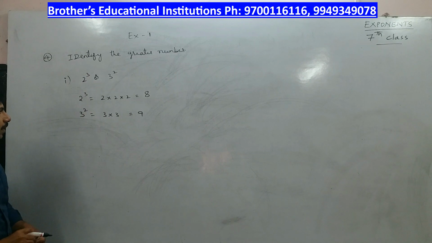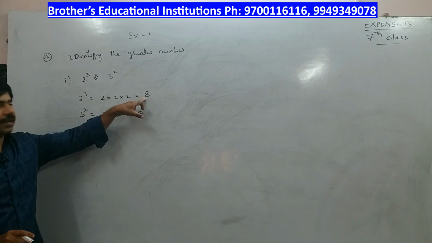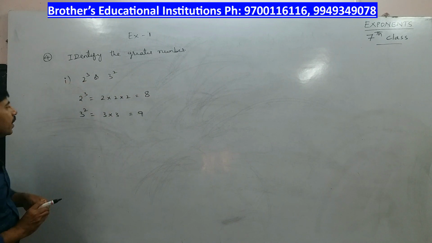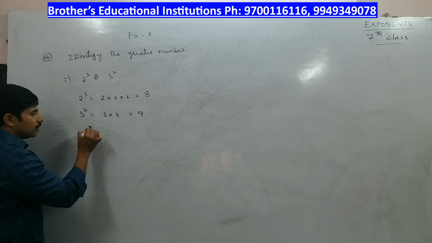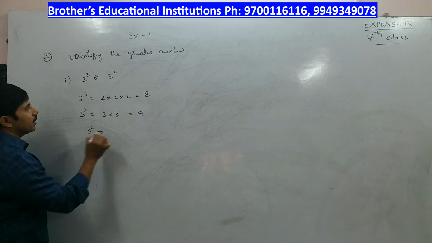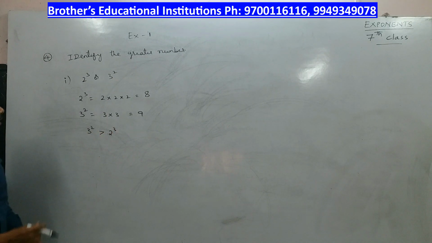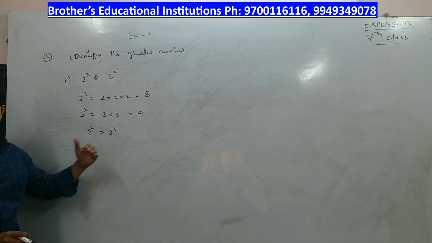So which is greater of these two? 9 is greater than 8. So when we see them in exponential form, which one will be greater? Clearly 3 square is greater than 2 cube. So this is the first one. Now we will go to the second one.